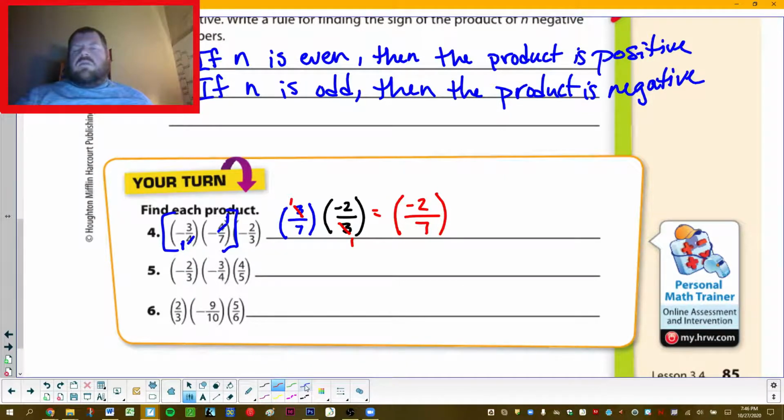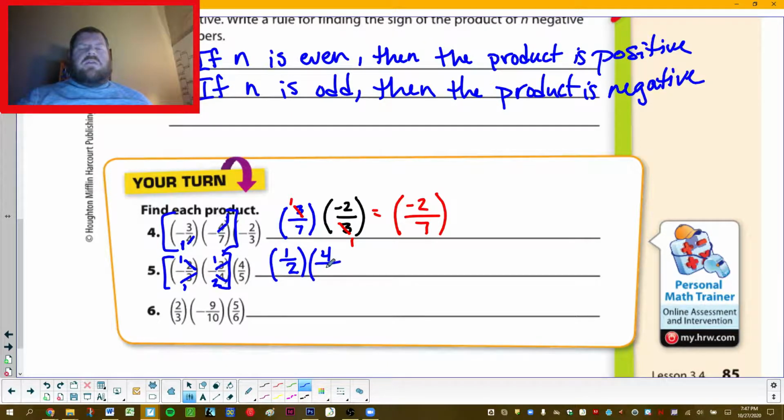Okay, next one, group the first two. Cross reduce where you can. 1 and 1. I can cross reduce a 2 and a 4 because how many 2's are there? There's 1 2 there. 4 is really just 2 2's. Okay, so I can cross reduce that, and that makes it really easy. But negative times negative is a positive, so I'm going to get a positive number here. 1 times 1 is 1. 1 times 2 is 2.